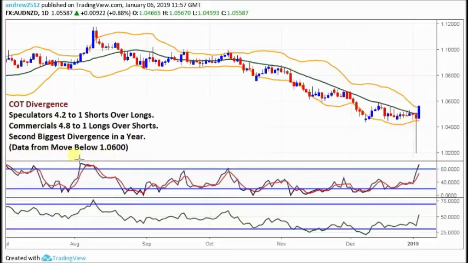Now, I put here a note, data from the move below 106. The data comes from as we broke lower here. We've had no data for the last 2 weeks in this sideways action due to the US government shutdown. So hopefully we'll get it back soon. But from my experience of the COT, once the commercials have started aggressively buying, they'll just continue buying, and the specs probably will go against them, and it should break in favour of the commercials.